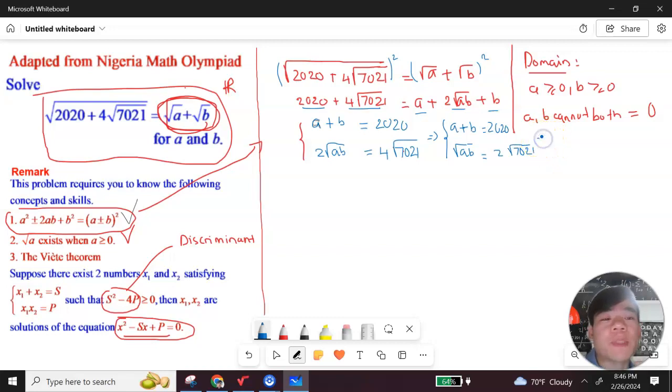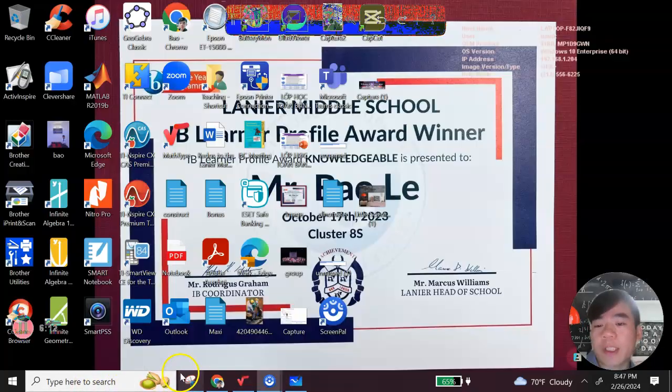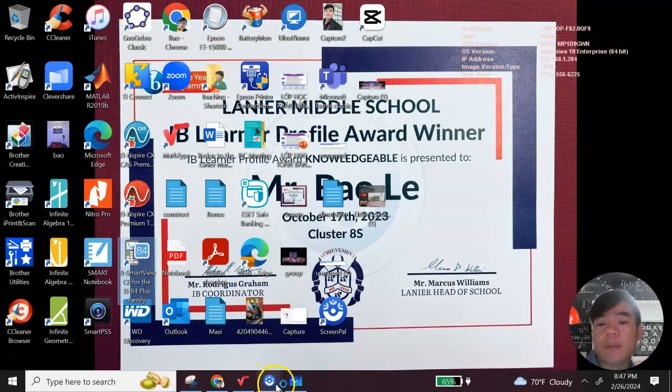I keep the top, but the bottom, I need to square both sides. So I have A plus B equal 2020. And then the bottom, I square both sides. It's going to be A times B equal. Alright, this one squared, I need to bring up the calculator. So give me a second.